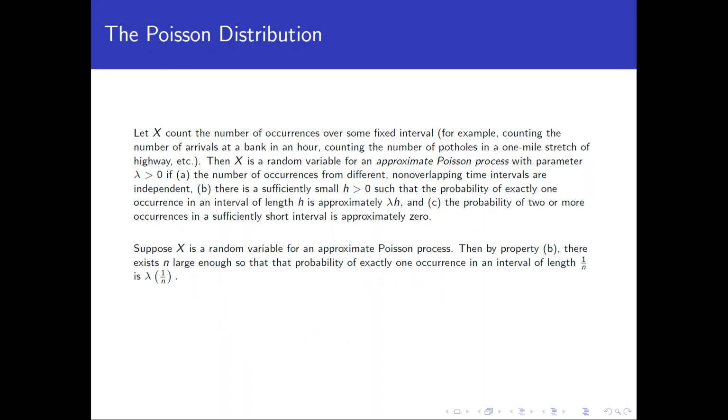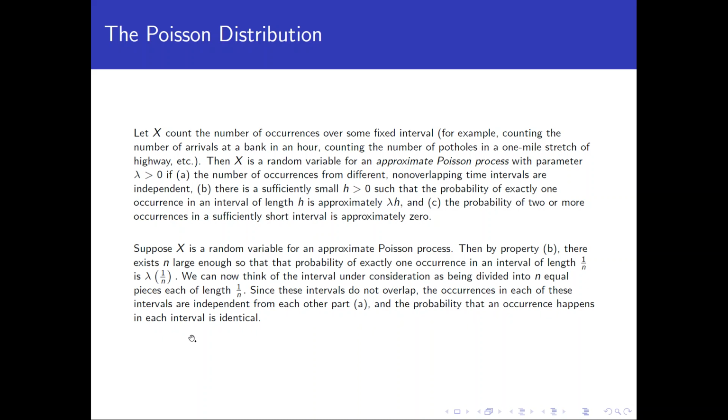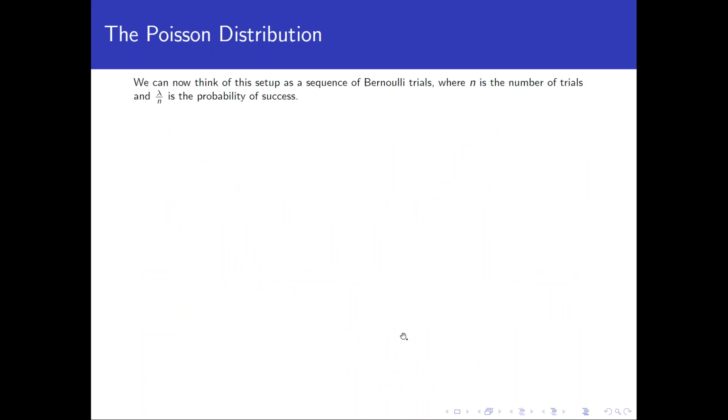By probability B, we can cut down our interval into n pieces, so of length 1 over n, so that the probability of any occurrence is lambda times 1 over n. So these pieces certainly don't overlap. The occurrences are independent, and the probability that each occurrence happens is identical for each interval. Each of them is lambda times 1 over n. So they're independent. The probability stays the same, and we're going to think of them as trials, doing them over and over and over again. And again, the probability that two or more can happen is 0.